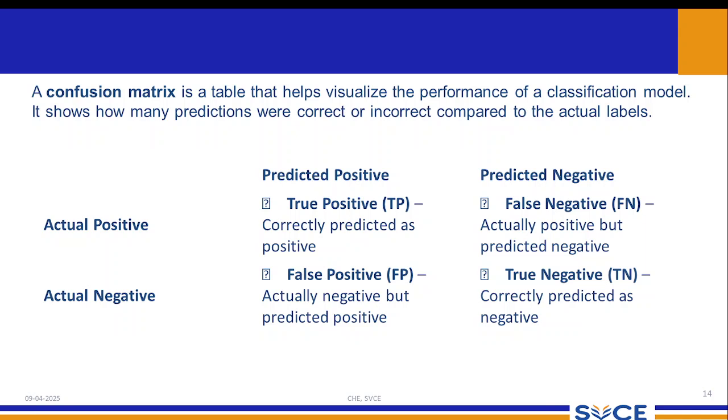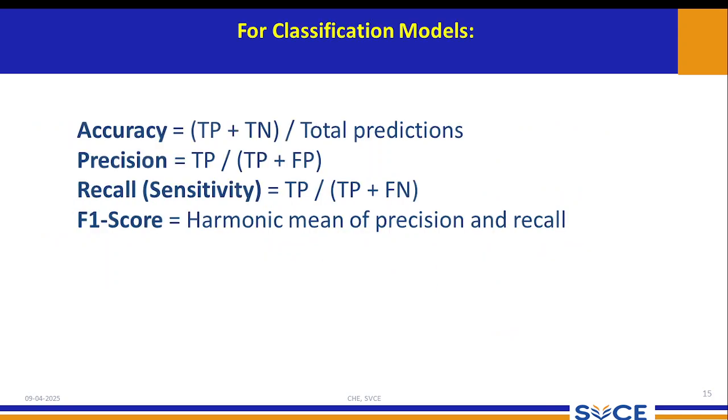Okay, so the confusion matrix is a table that helps visualize the performance of a classification model. It shows how many predictions were correct or incorrect compared to the actual labels. Hope you understood this one. Coming to accuracy: true positive plus true negative divided by total predictions. Precision is true positive divided by true positive plus false positive. Recall is true positive divided by true positive plus false negative. And F1 score is the harmonic mean of precision and recall.